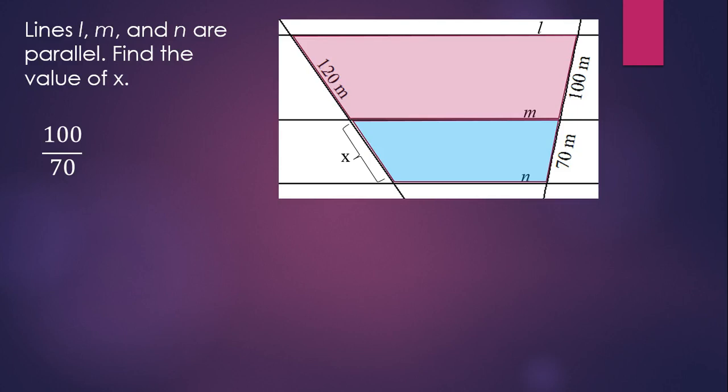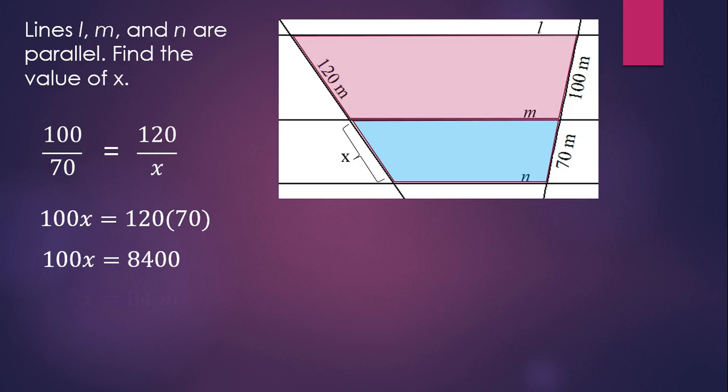So we'll compare the 100 in the larger trapezoid to the 70 in the smaller. And we can compare the left sides of those two trapezoids, the 120 in the smaller to the X in the larger. If we cross multiply and solve, we'll see that X measures 84 meters.